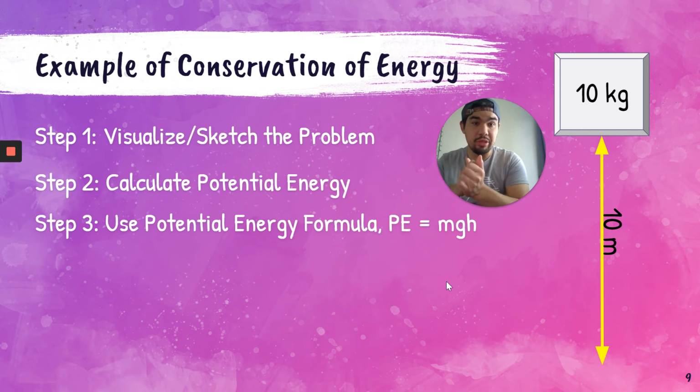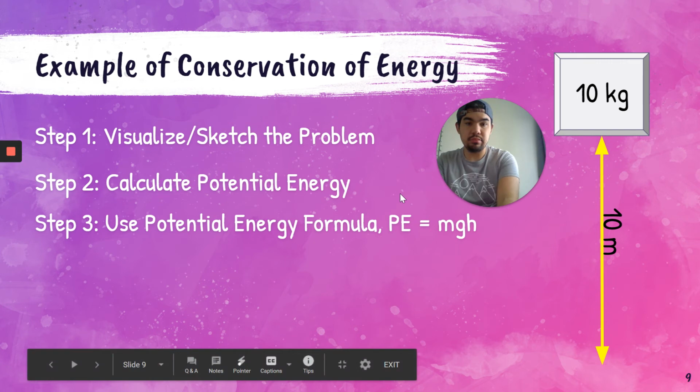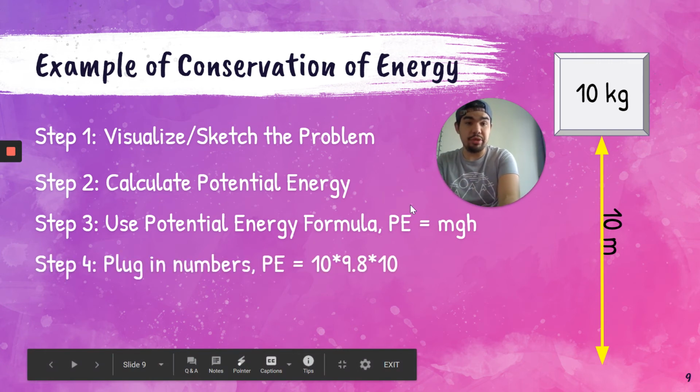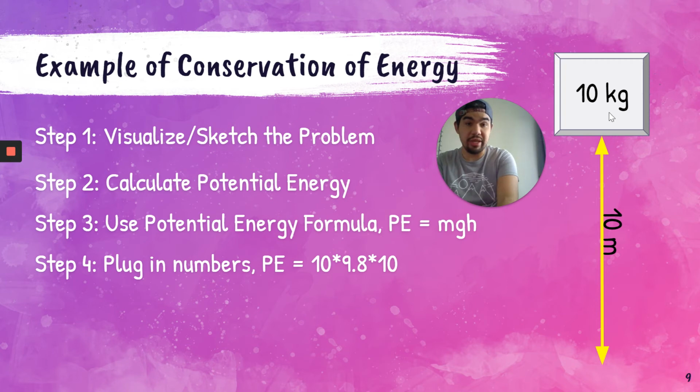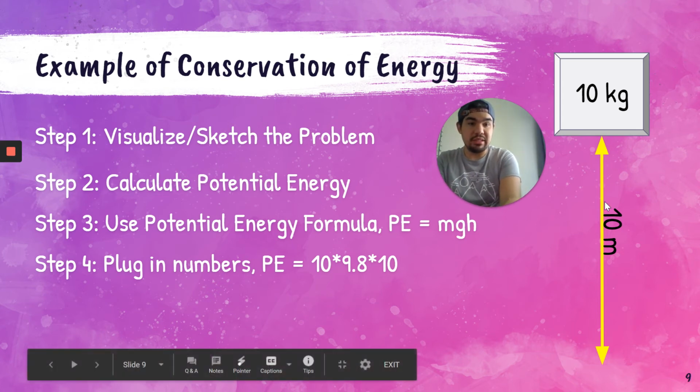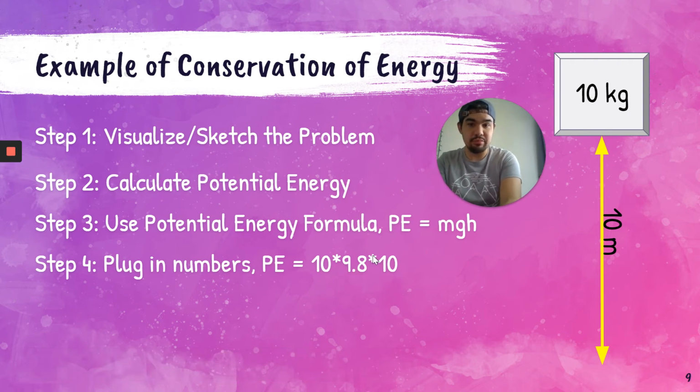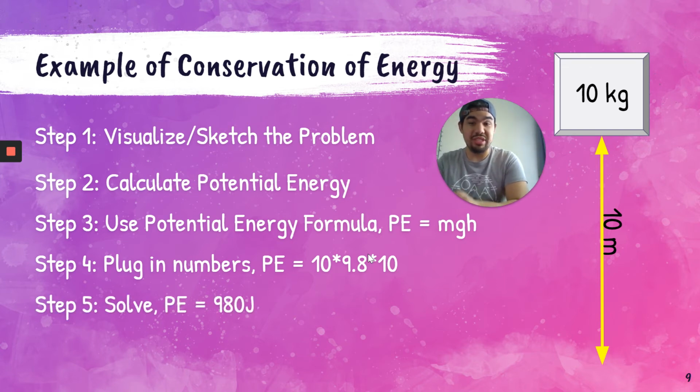We want to use our formula. We learned in our potential energy lesson 8 that the potential energy formula is mass times gravity times height. We want to plug in our numbers. We know that mass is 10 kilograms. We're given that. We know that gravity on Earth is always going to be 9.8. Remember, we learned that in our lesson 8. Height, in this case, is 10 meters. So by plugging in our numbers, we get 10 times 9.8 times 10. Calculate those all together, and you're going to get potential energy equals 980 joules. So we solved question 1.